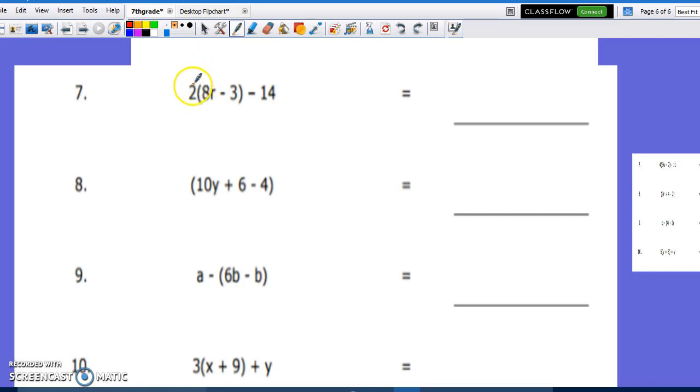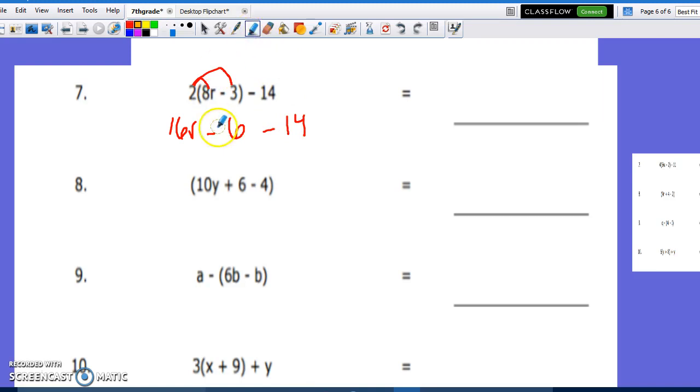So now we have distributing this 2. I have 2 times 8r and 2 times a -3. Okay, so if I do a 2 times 8r, 8 times 2 is going to be a 16. So that's 16r. 2 times a -3 is going to give you a -6. So then I'm bring down my -14.